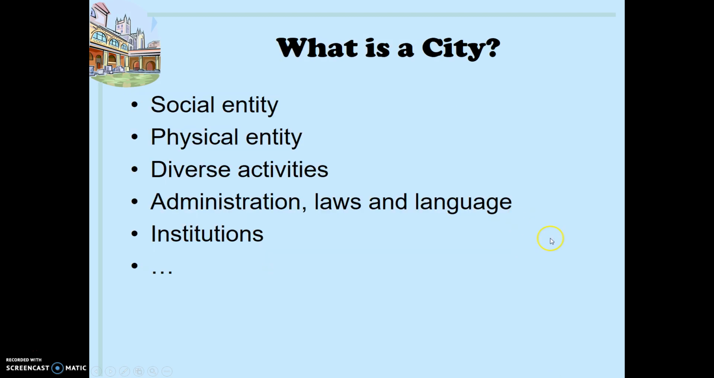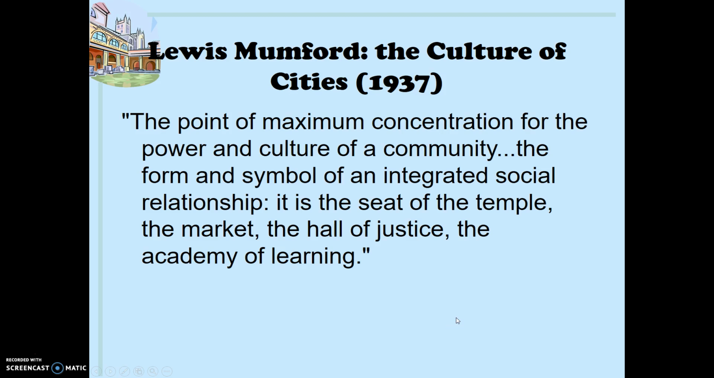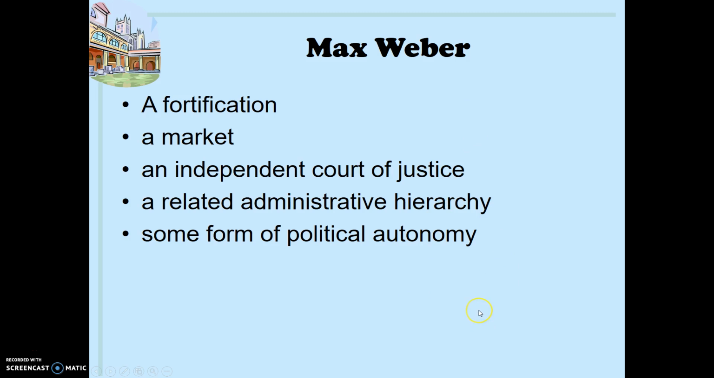And city is different from urban. City is oftentimes the legal and administrative boundary, compared to urban, which is more a definition of the physical features. So city is oftentimes associated with administration. Okay. And this is just the definition by some famous architects and urban planners, and Louis Mumford is one of them. And Max Weber, the definition.